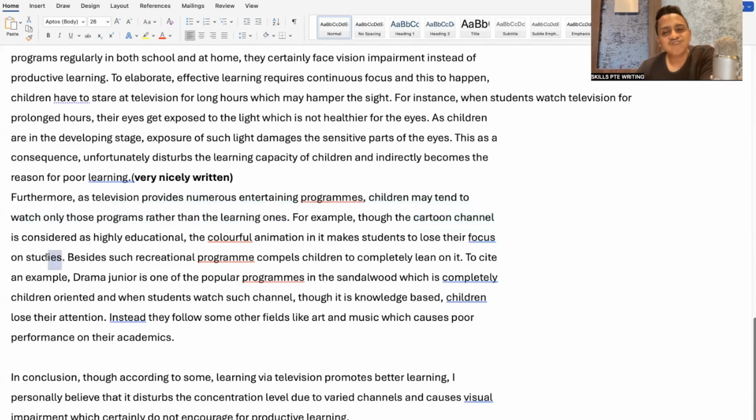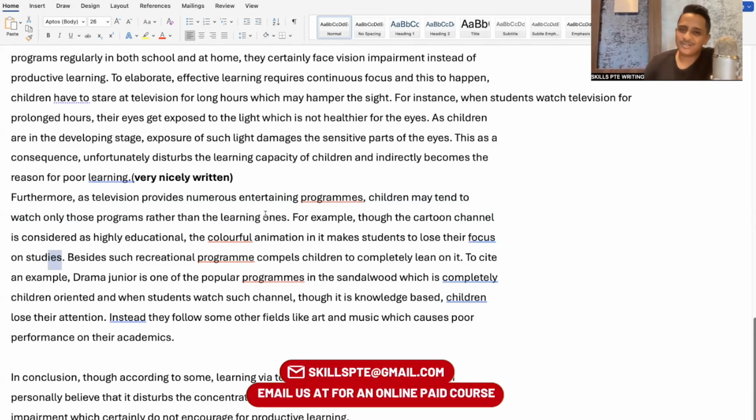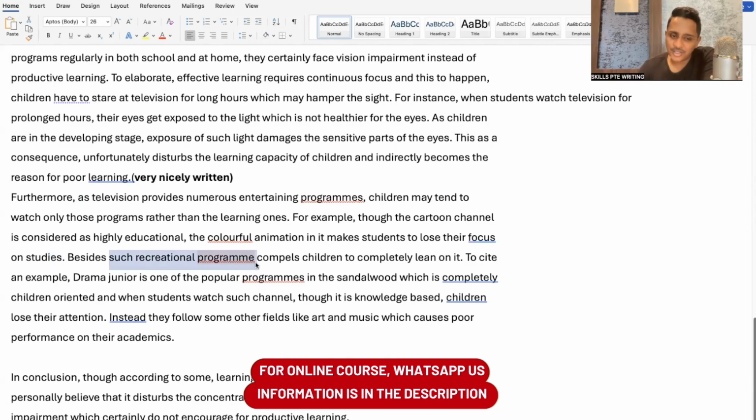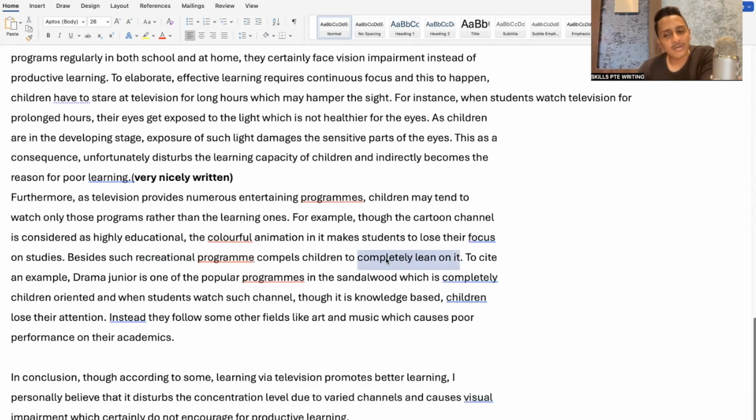How? No, the idea is not great. So what you're telling is, even though the right content is given to them, they focus on the sideways, on some colorful content. They will not be able to go into the actual content. May not be a great idea. "Besides, such recreational programs compel children to completely lean on it." Not clear. This is again another idea. "To cite an example," see, she has written another new thing here.